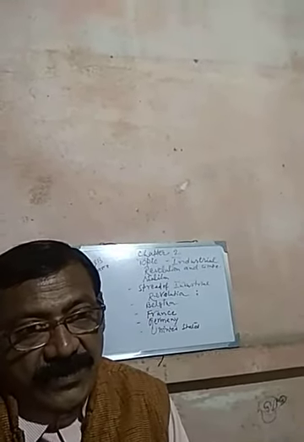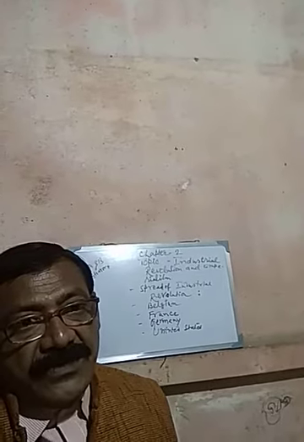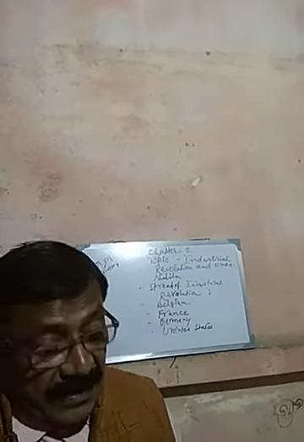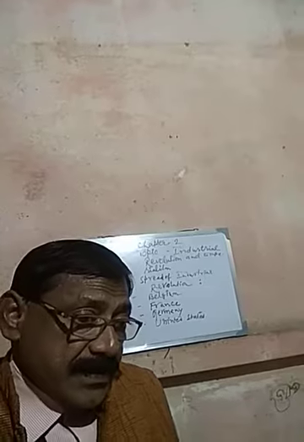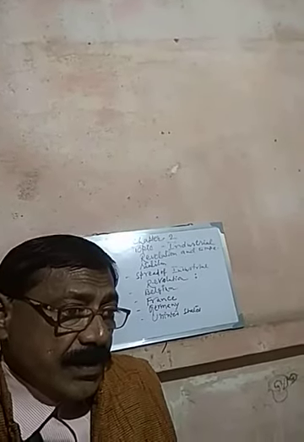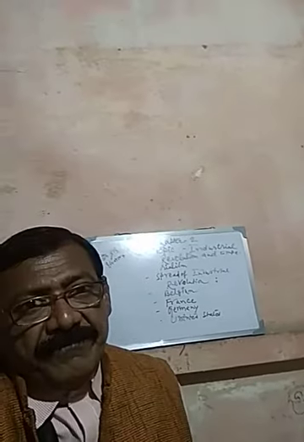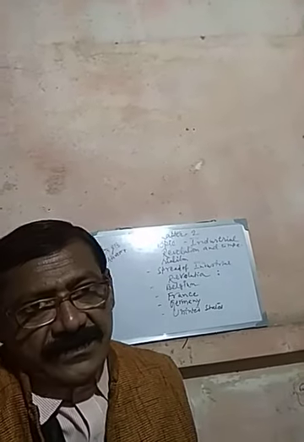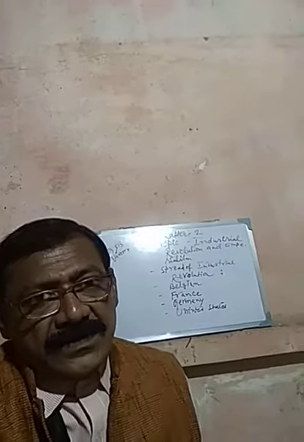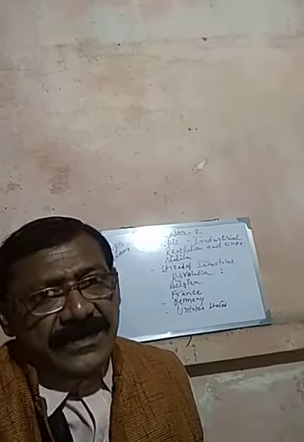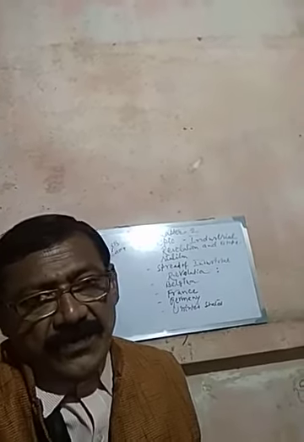Today's lesson, lesson number 2, the Industrial Revolution and Imperialism. In this lesson today, I shall discuss the role of Britain, the role of Belgium, the role of United States, the role of France as industrialized nations or countries of Europe.